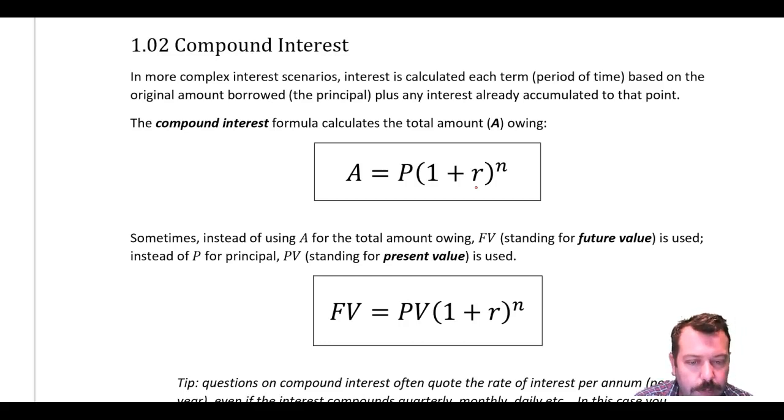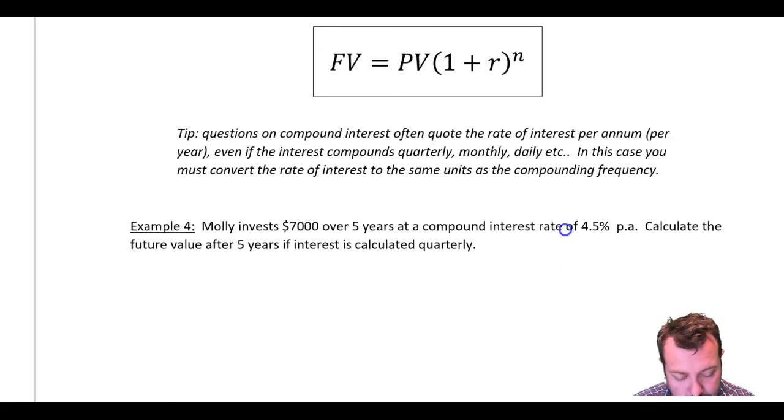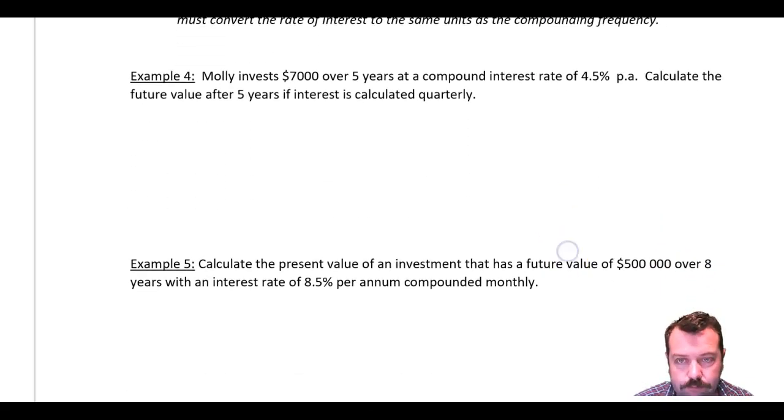One more little thing that we talk about is instead of A for amount, sometimes, and I think your formula sheet uses FV for future value. Right? It's exactly the same as the amount. It's what you will owe at some stage in the future. And PV is for present value, which is the same as the principal, what you started with. Righto, let's jump through and look at some examples here then.